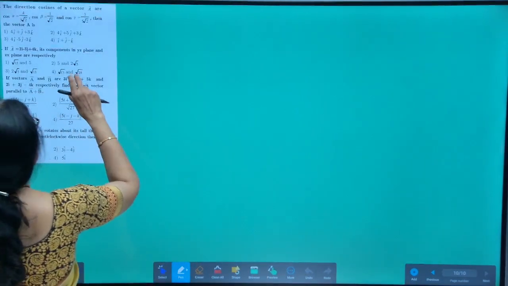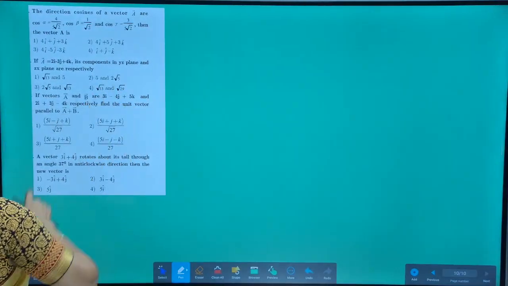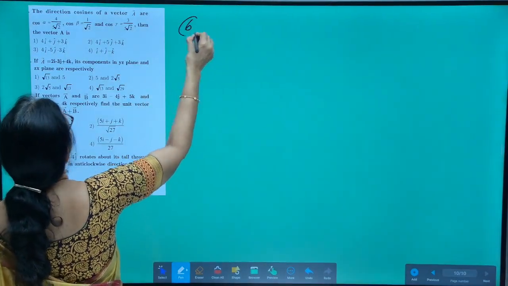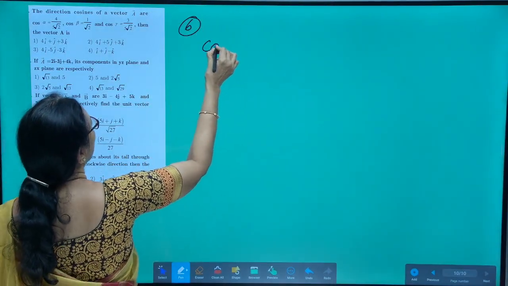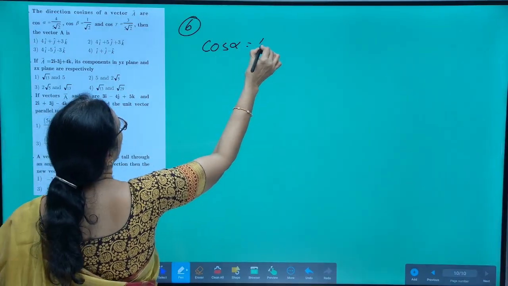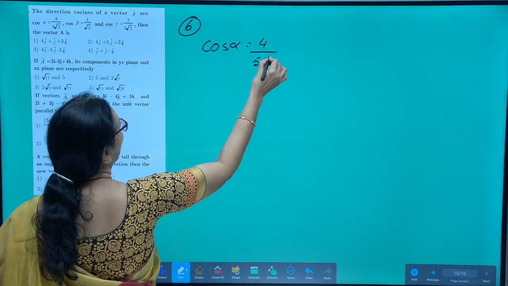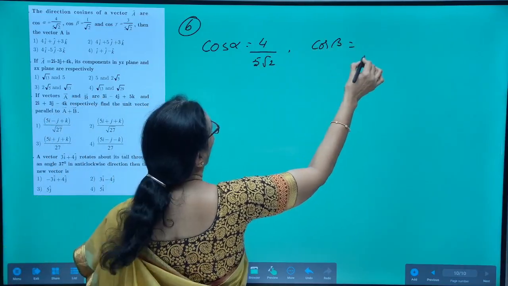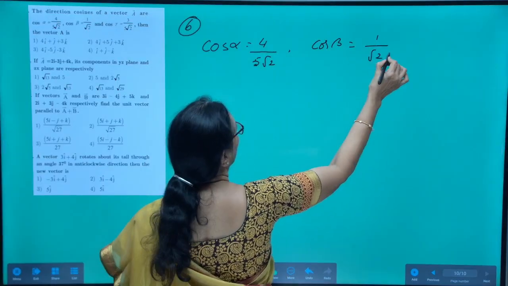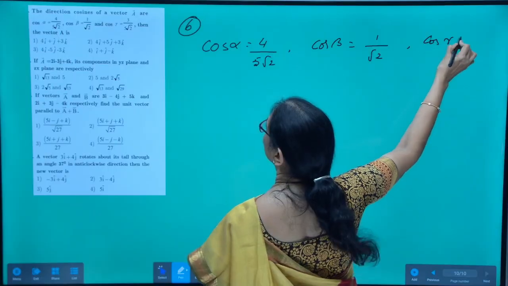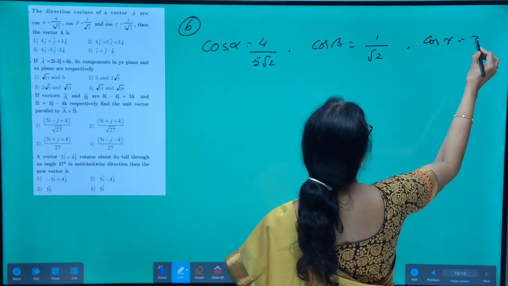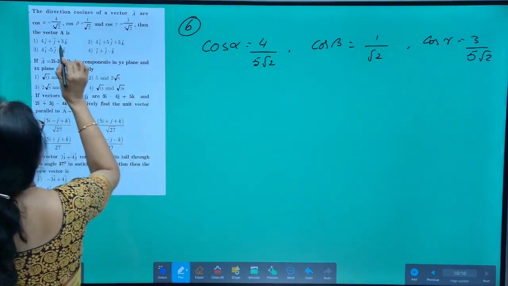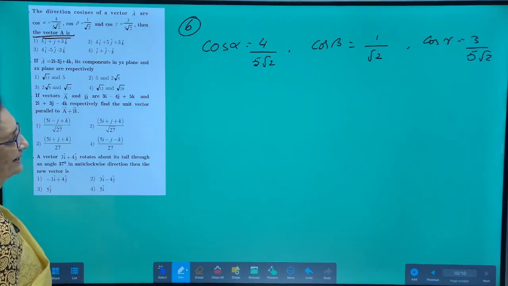Look here, direction cosines of a vector are given. So, direction cosines are given as cos alpha is equal to 4 by 5 root 2, cos beta is equal to 1 by root 2, cos gamma is given by 3 by 5 root 2. So, find the vector. What is that vector?